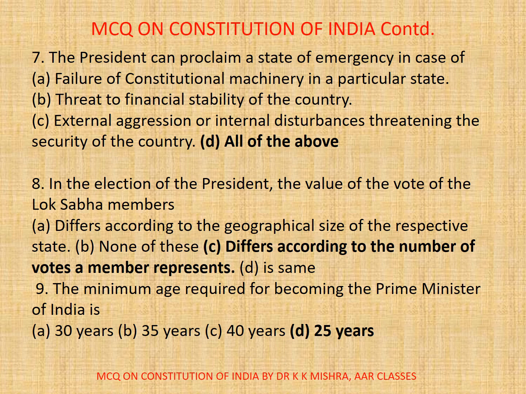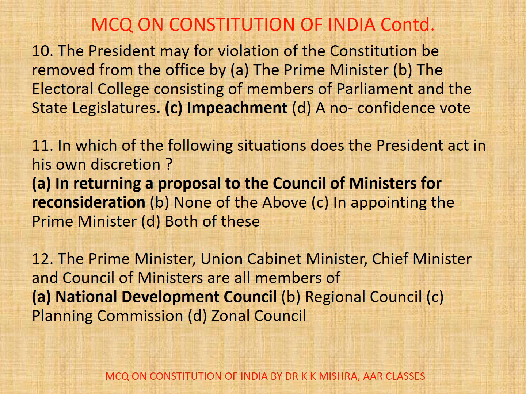9. The minimum age required for becoming the Prime Minister of India is A. 30 years, B. 35 years, C. 40 years, D. 25 years. Correct option is D. 25. 10. The President may, for violation of the Constitution, be removed from the office by A. the Prime Minister, B. the Electoral College consisting of members of Parliament and the State Legislatures, C. Impeachment, D. a no confidence vote. Correct option is C. Impeachment.